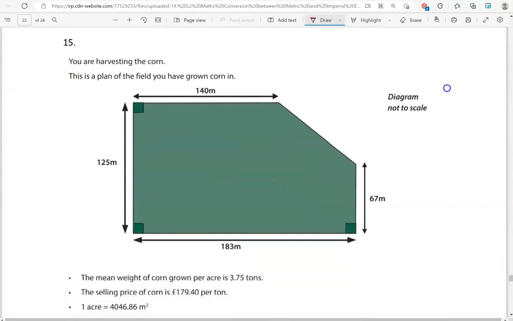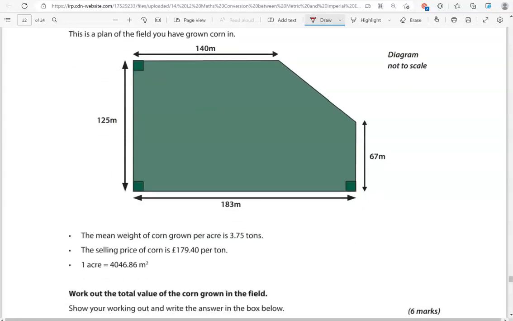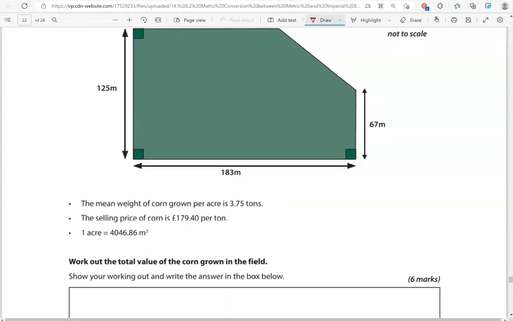You are harvesting the corn. This is a plan of the field you have grown corn in. The mean weight of corn grown per acre is 3.75 tons. The selling price of corn is £179.40 per ton. 1 acre is 4,046.86 square meters. Work out the total value of the corn grown in the field. Show your working out and write the answer in the box below.